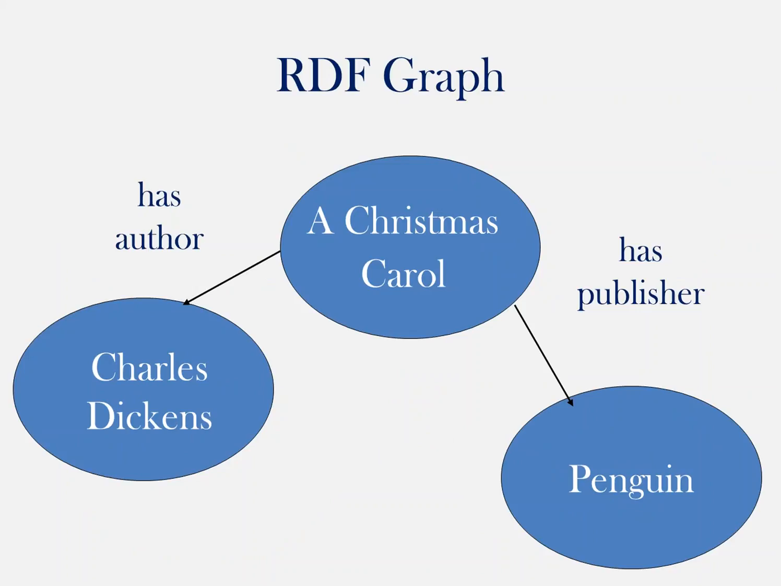If you've done any reading about linked data, you may have come across the term graph. When you start to expand these relationships, so it's not just one triple statement but a lot of triples together describing a network of things, it's called an RDF graph. So this Christmas Carol has the author Charles Dickens, and it has the publisher Penguin. This is a very, very rudimentary graph to explain how RDF works.